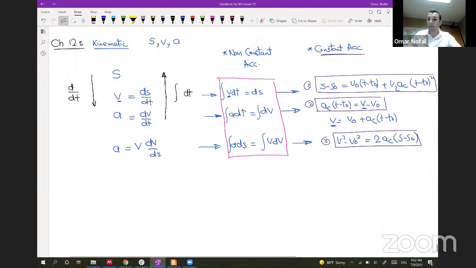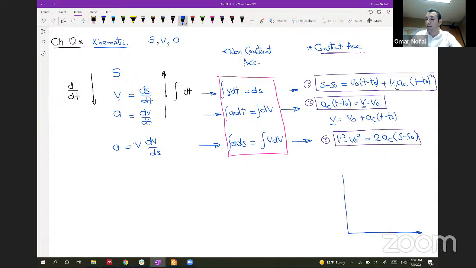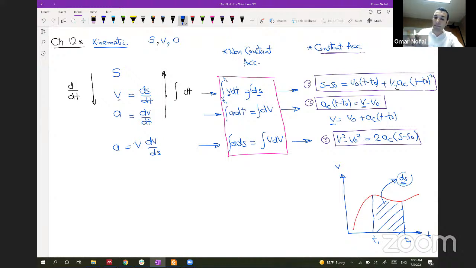And keep in mind that I sometimes can give you this as a relationship, for example, with v on the y-axis and time on the x-axis, so we have the velocity as a function of time. If you integrate it from t1 to t2, this would give you ds, because this is the definition of the integration. So the function v on the y-axis and t on the x-axis, if we are able to get the area under the curve, it will give you the integration of ds.